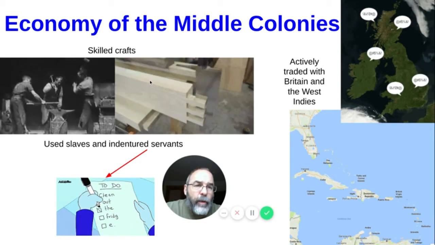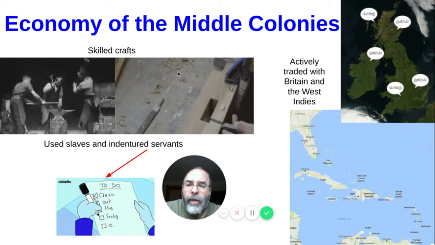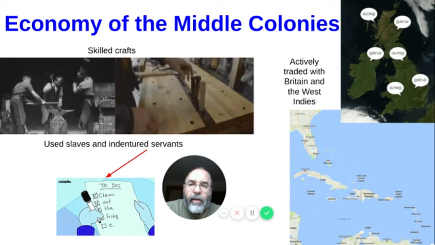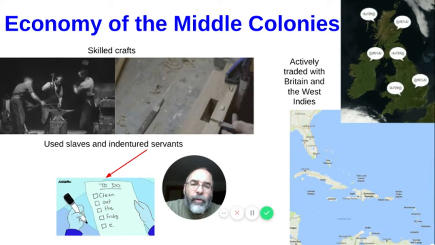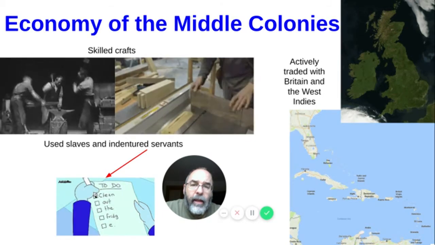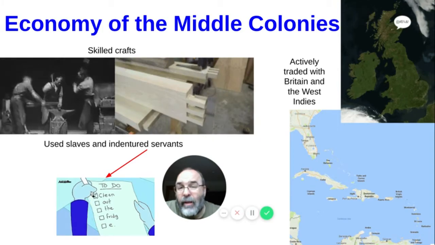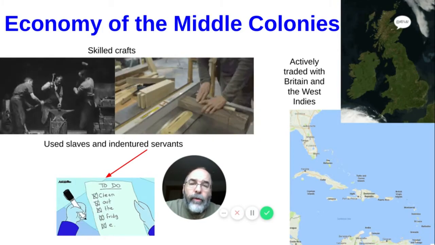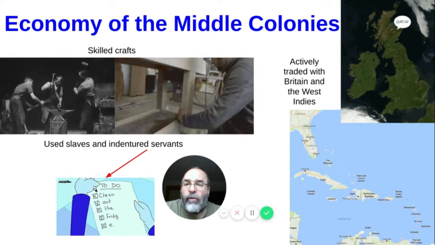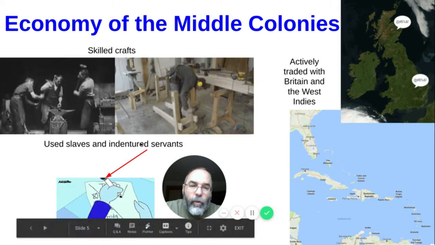Now, the type of jobs that people would have, like I said, you do see skilled crafts like what we see in the New England area. But we also do see the farming as well. We will use slaves and indentured servants in the middle colonies, but indentured servants are going to be much more used than in the South. They have more slaves than in the New England colonies, but most of the workforce are indentured servants, and so we see different types of jobs going on.